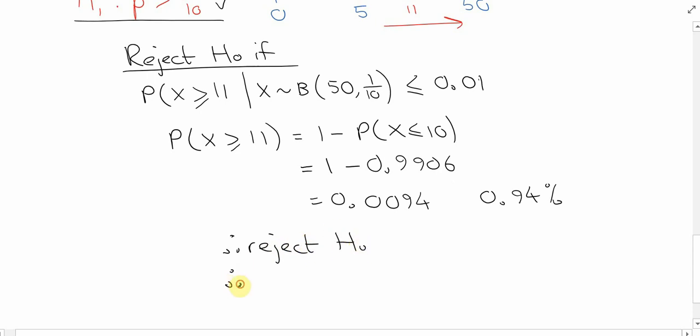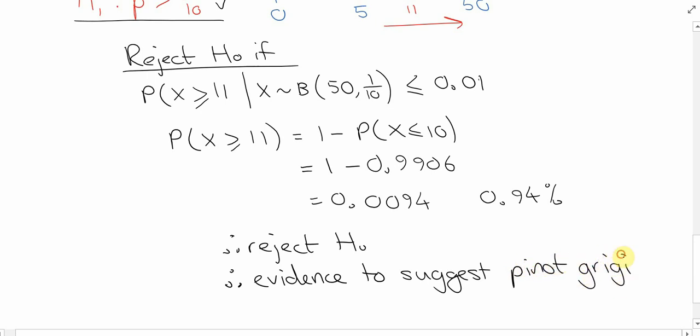And what does that mean to Luigi? So there's evidence to suggest Pinot Grigio is more popular. So what would that mean for him? He should order more. Okay, he doesn't want to run out. They might go to a different restaurant next door if they haven't got the wine that everyone wants to drink.